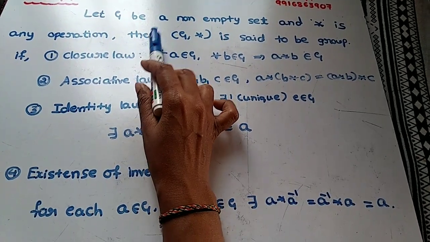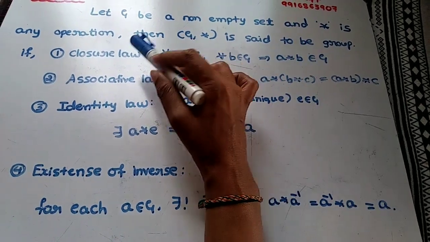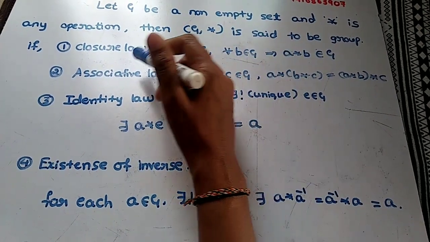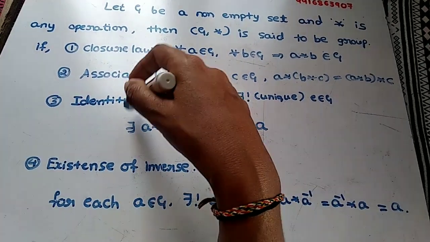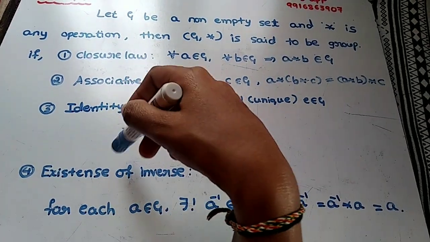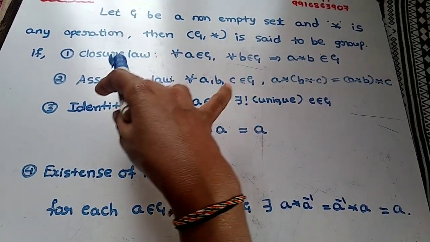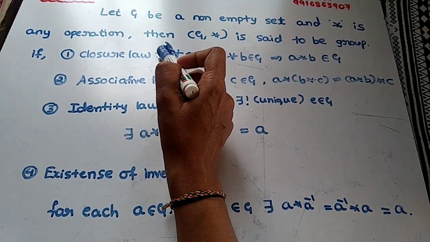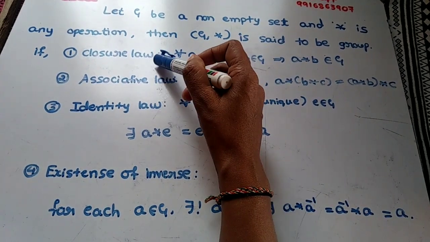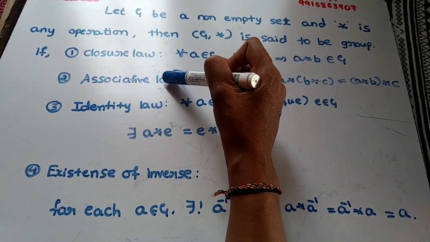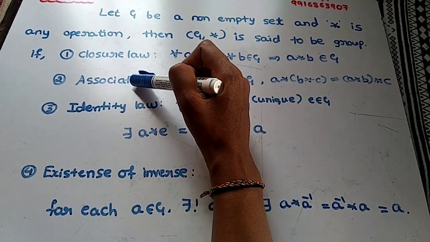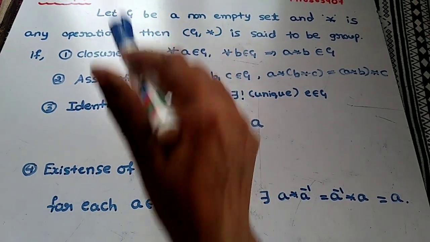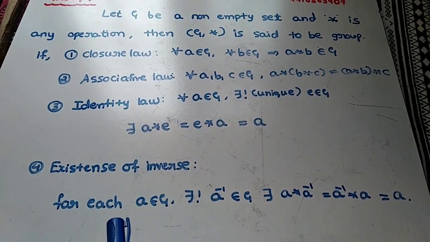So if G is any non-empty set and star is any binary operation, then G together with star is said to be a group if it satisfies these four conditions. In lecture 3 we saw that if only the closure law is satisfied, it is called a groupoid. If closure law and associative law are both satisfied, it is called a semigroup. If closure, associative and identity laws are satisfied, it is called a monoid. Here, it has to satisfy all four conditions.